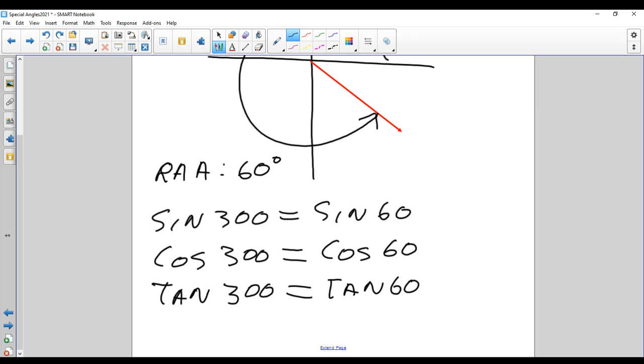Sine is negative and tangent's negative. How about cosine? Cosine's positive. Good. In the fourth quadrant. Negative, negative, positive. Yes. Okay, go for it. Sine of 60. Sorry. Yeah, what's the sine of 60? Correct.